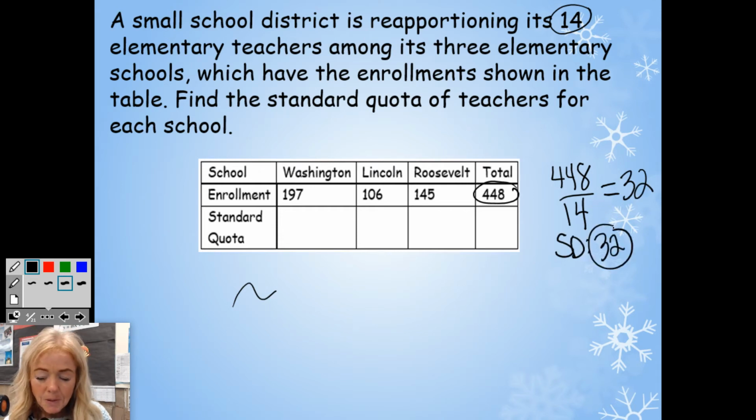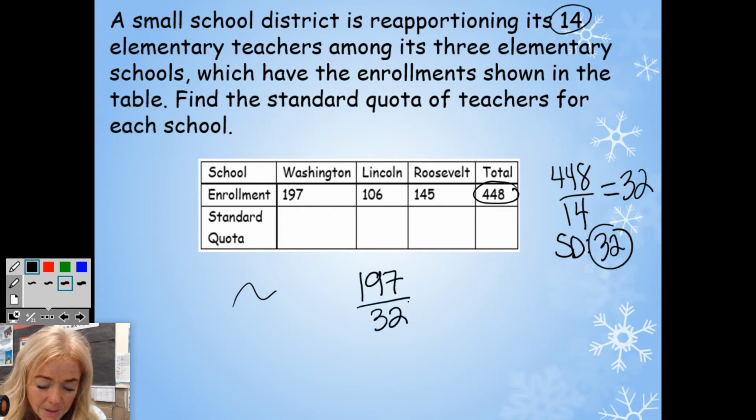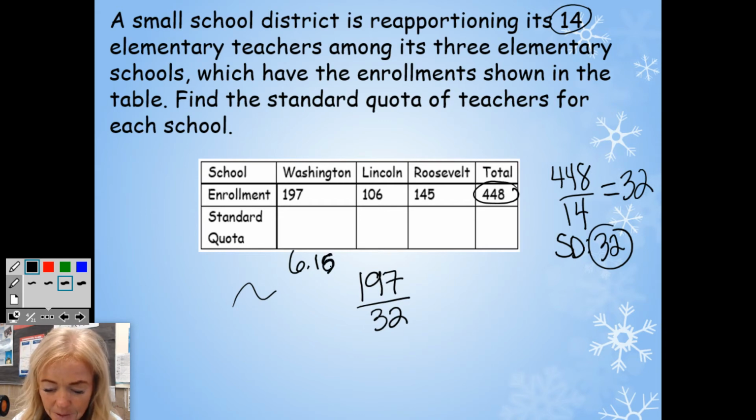All right, so now for the standard quota, or how many teachers should go to each school, we're going to take the population and then divide it by our standard divisor. That tells us we should have 1 teacher per 32 students. Let's see, 197 divided by 32 is 6 point, so I'm going to write 6.15 here. Or actually, it should be 6.16 if I round up.